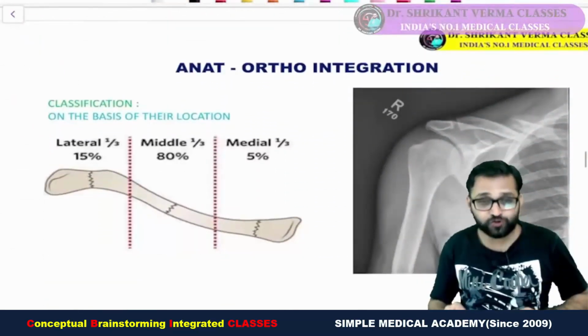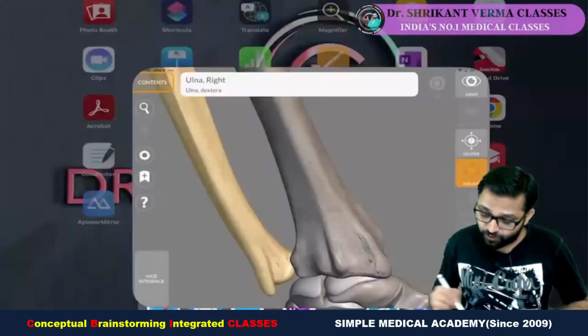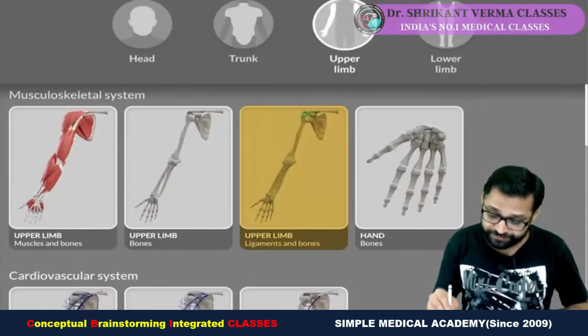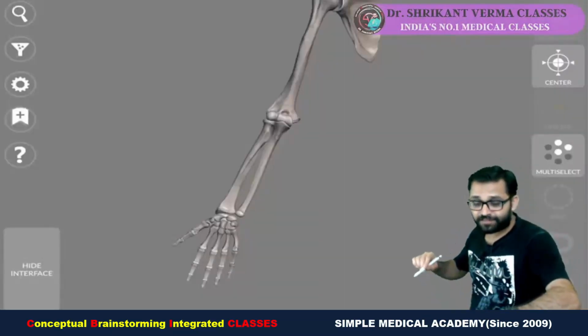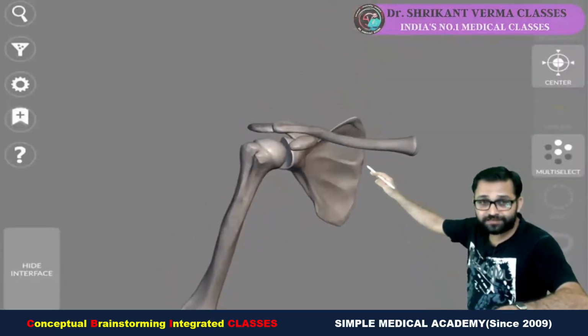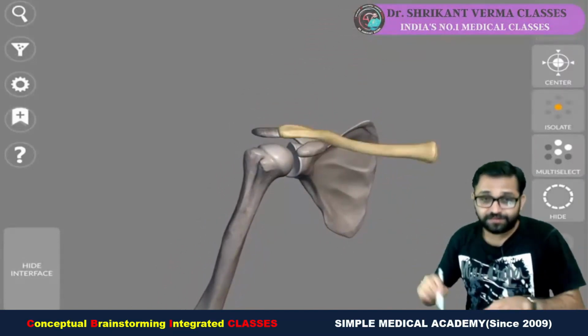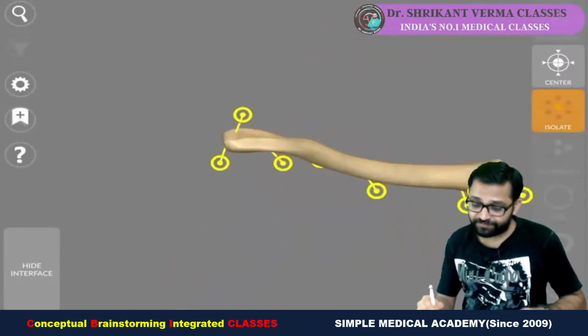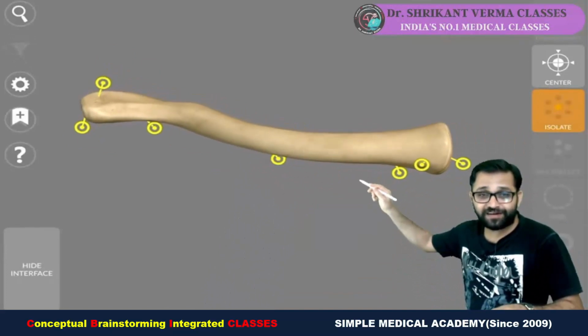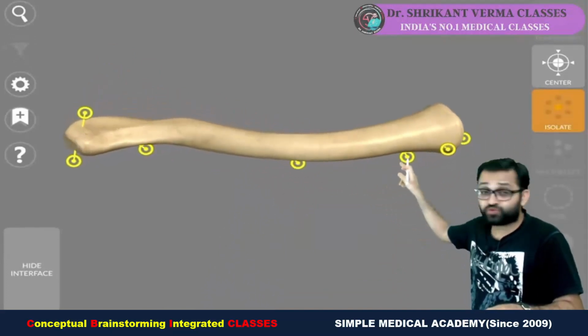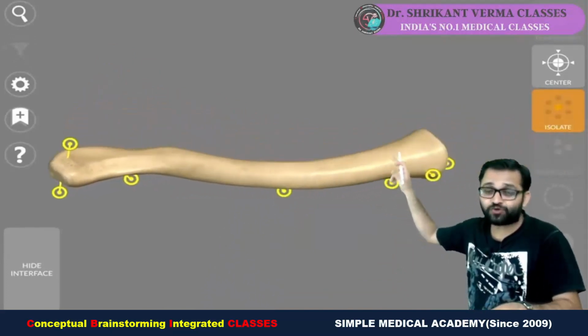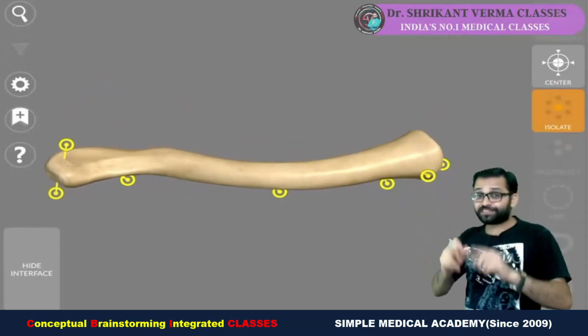Yes, again orthopedics. See here, I told you with 3-dimensional anatomy. See here, this is our upper limb part. Yes sir. Here you can see the beauty bone, the clavicle. This clavicle has a curvature. Yes, medial 2/3 and lateral 1/3. And I told you one update according to Gray's Anatomy.